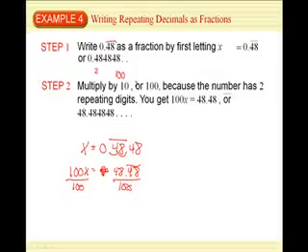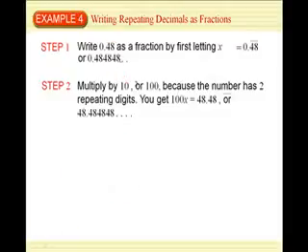Okay, let's start over. Example number 4. We are supposed to write 0.48 repeating as a fraction. So first let x equal 0.48. Let me erase this stuff here. This is supposed to have a bar over the top. So the first thing you do is let x equal 0.48, or 0.4848. So you write out a couple of the repeating digits.